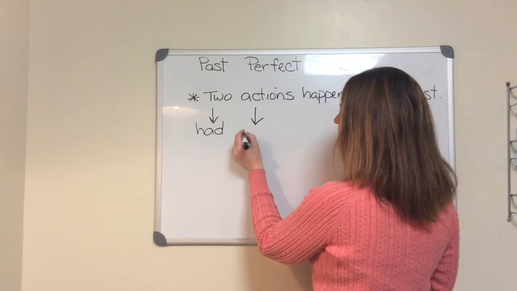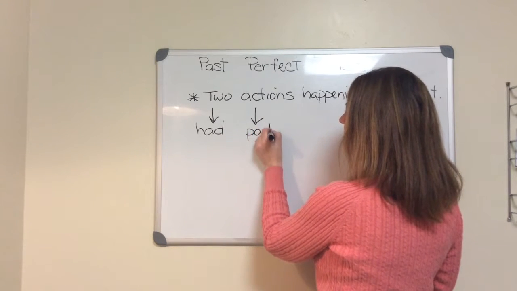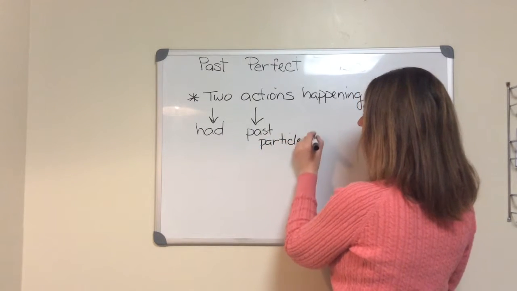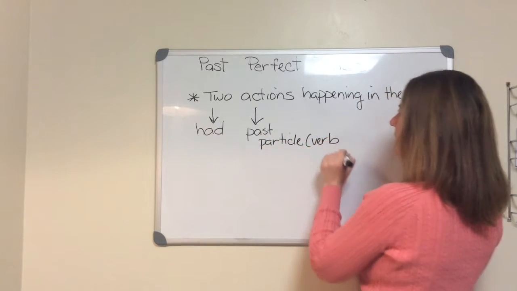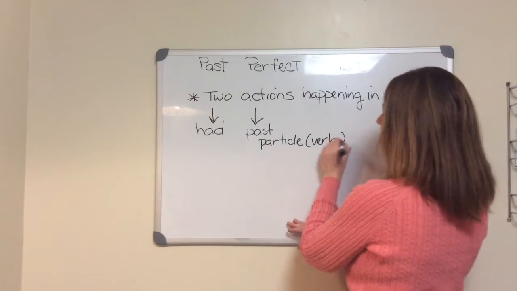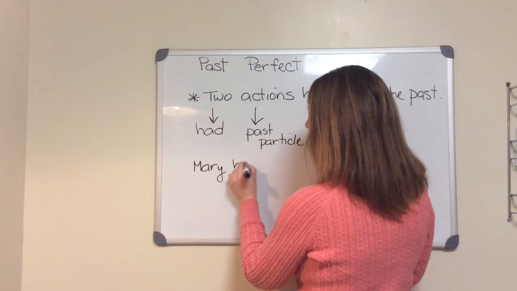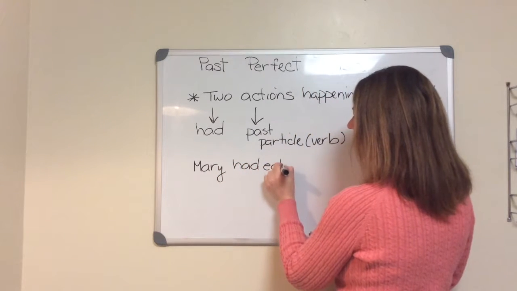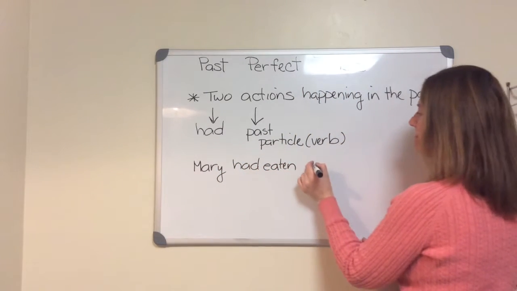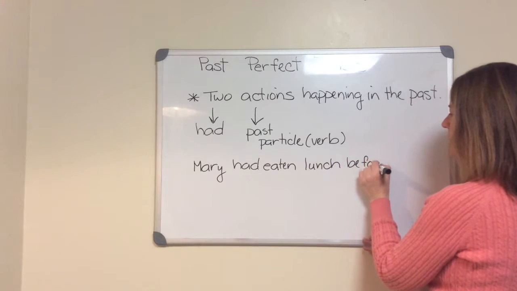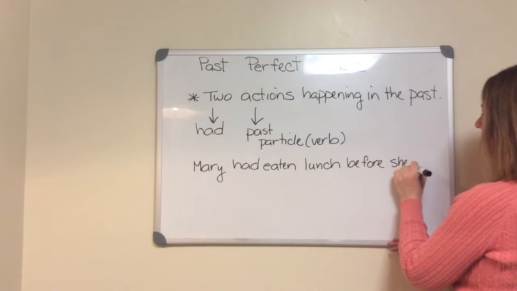plus the past participle of the verb. All right, so let's look at a sentence. Mary had eaten lunch before she went home.